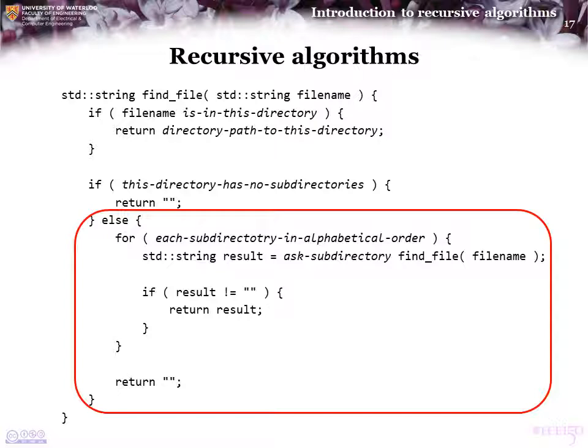Now, if a particular subdirectory did not find the file, it will return the empty string. If it did find the file, it will return something other than the empty string. So, if the result is not the empty string, that means that we actually found the file in question, so we will return that directory path as a return value for the current function as well. If we have searched all of the subdirectories and all of them have returned the empty string, then this function will also return the empty string.